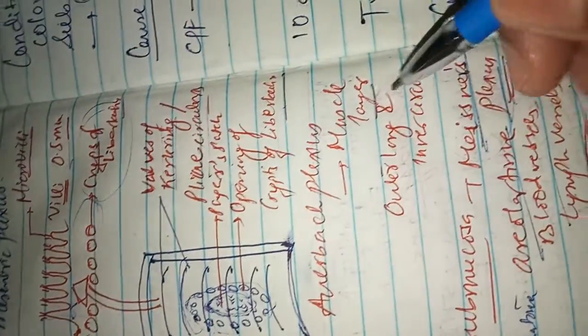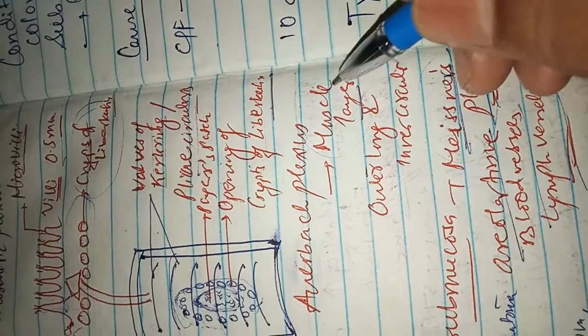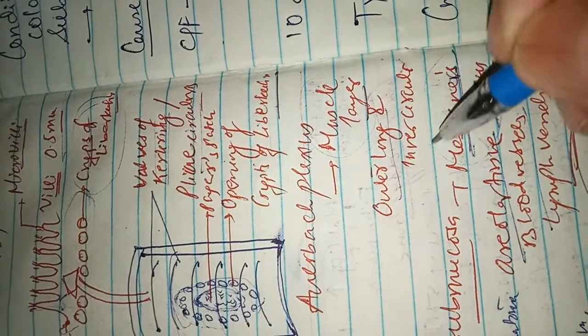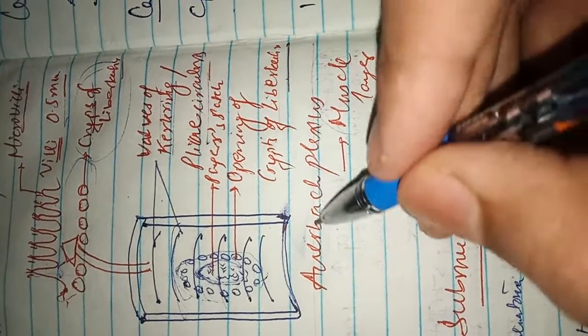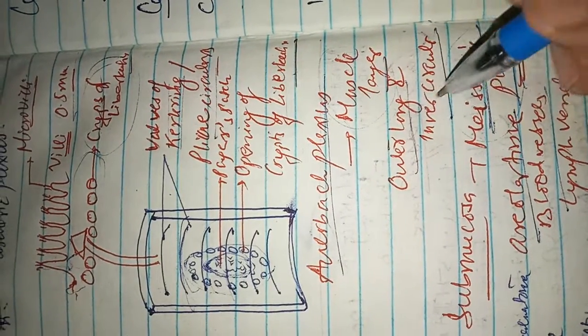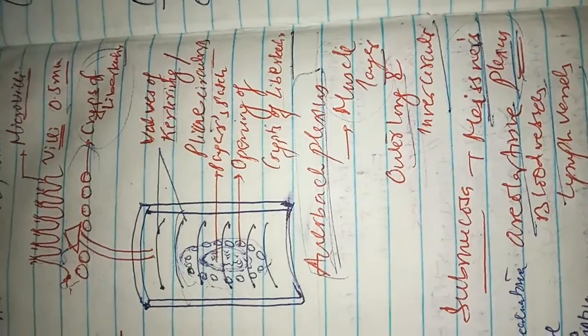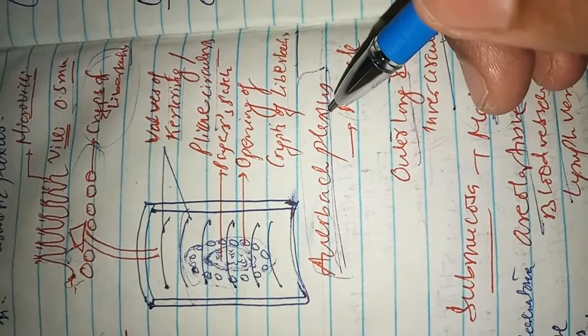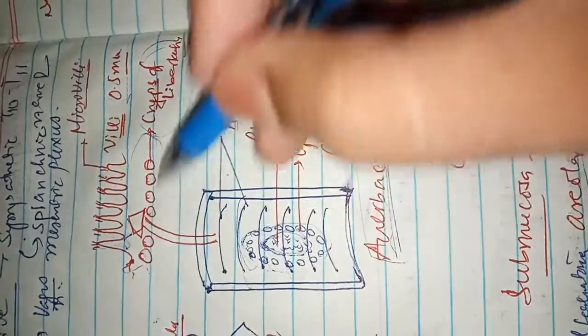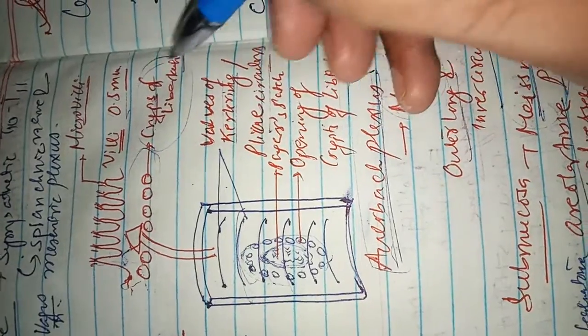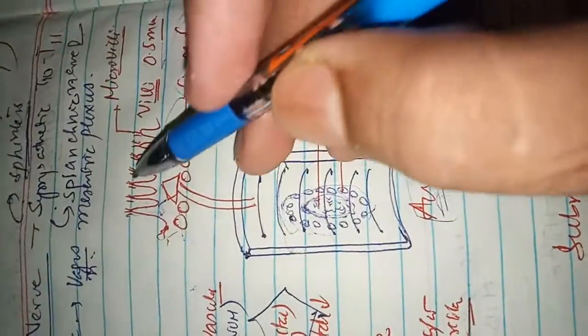In the muscularis layer, the outer longitudinal and inner circular is the main arrangement. Between the outer longitudinal and inner circular there is the Auerbach plexus, which helps in peristalsis. These intestinal glands, which open into the intestine, are the crypts of Lieberkühn. And the microvilli help in the absorption of nutrients.